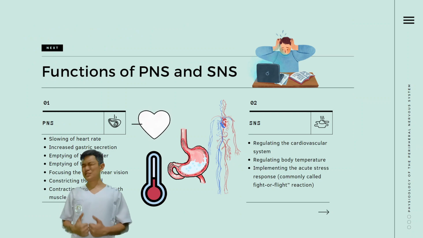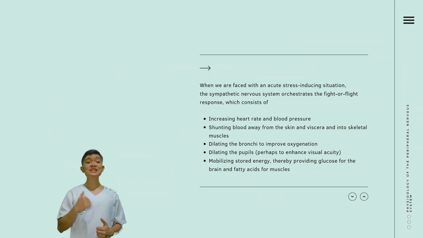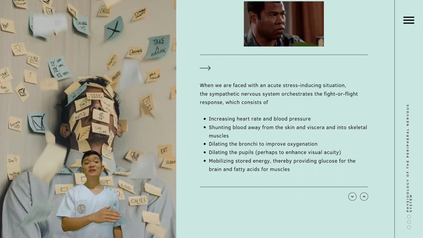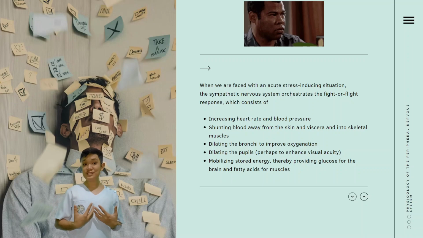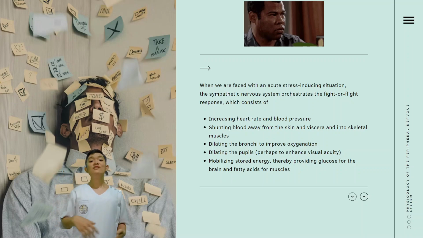When we encounter a stressful situation, the sympathetic nervous system triggers the fight or flight response. This response includes increasing heart rate and blood pressure, diverting blood from skin and viscera to skeletal muscles, dilating bronchi to improve oxygenation, dilating pupils for better visual acuity, and mobilizing stored energy to provide glucose for the brain and fatty acids for the muscles.